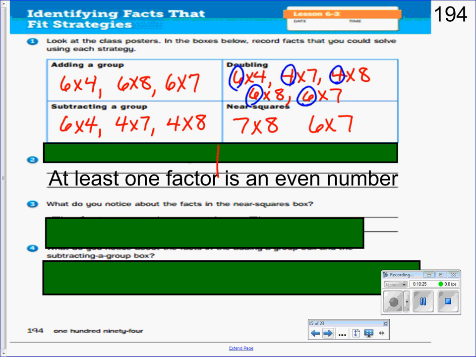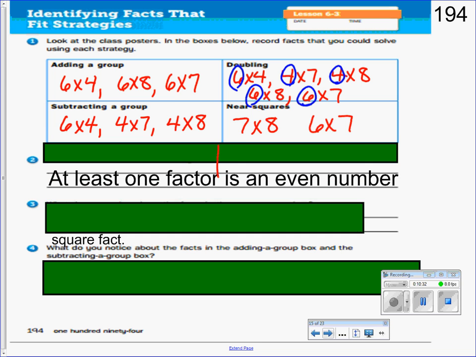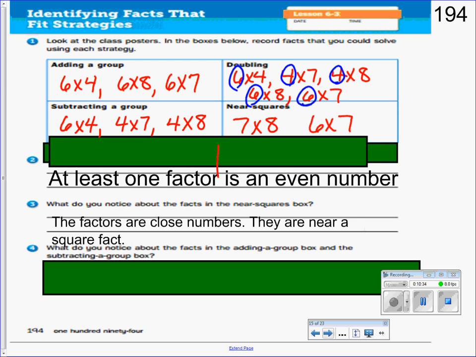All right, number 3, what did you notice about the facts in the near square box? In the near square box, the factors are close numbers. They are near a square fact. If we look up here, 7 times 8 would be close to 7 times 7, or 6 times 7, or 6 times 6. Remember, boys and girls, squares are when both factors are the same.